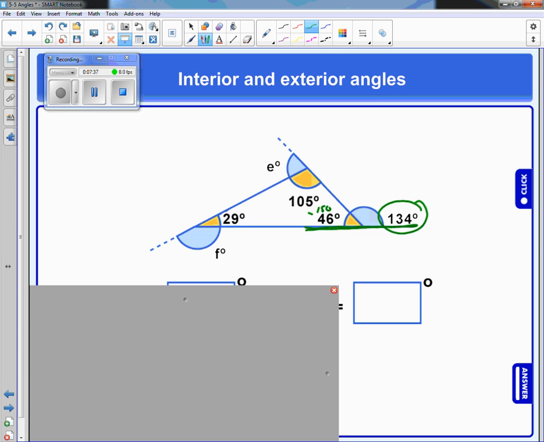Okay, so if they tell us that this angle is 105 and this is a straight line, how do we find the missing angle here? Yes. Take 105 to 180. Okay, and what do you get? 75. Okay, now what about the next one? The interior angle is 29.